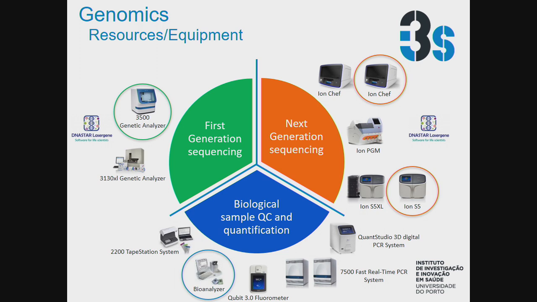You can see some equipment within circles. They arrived fresh new this Friday, and they will give a boost to our unit. For first generation, we have our genetic analyzer 3500, which is an upgrade of the equipment. We will have more output with the Ion Chef and Ion S5 for the next generation sequencing area, more data output. And the Bioanalyzer will allow us to analyze small RNA, which was a handicap we had in the facility up to now.